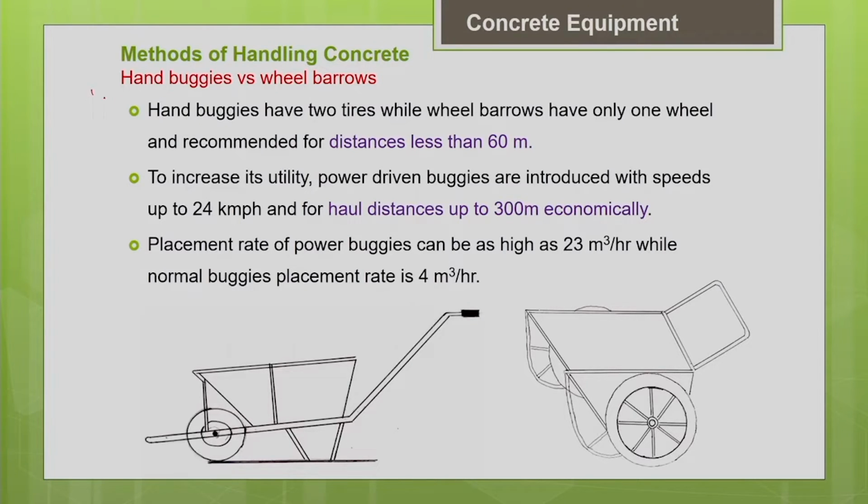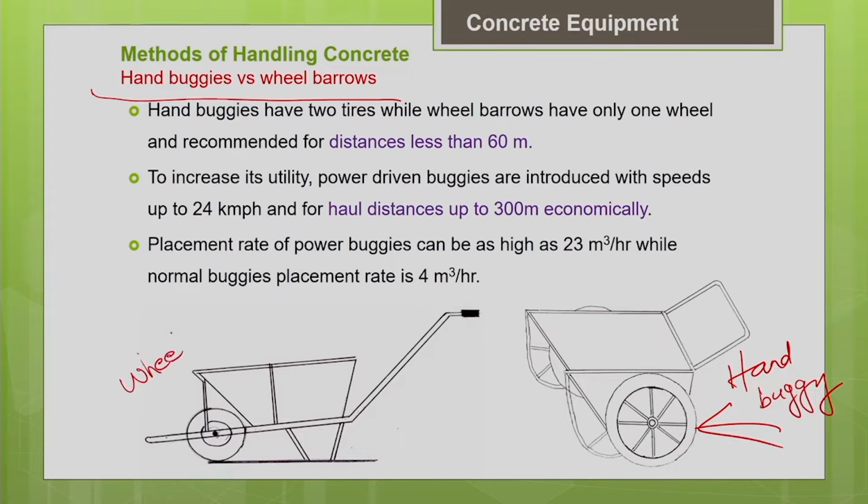The first is the hand buggies and the wheelbarrows. These are the simplest mode of transport of concrete. I cannot say this is the best method, but still we can very commonly see many project sites where they use hand buggies and wheelbarrows for transporting the concrete. What is the basic difference between the hand buggy and a wheelbarrow? A hand buggy has two tires. This is your hand buggy, and this is your wheelbarrow with a single tire or single wheel.